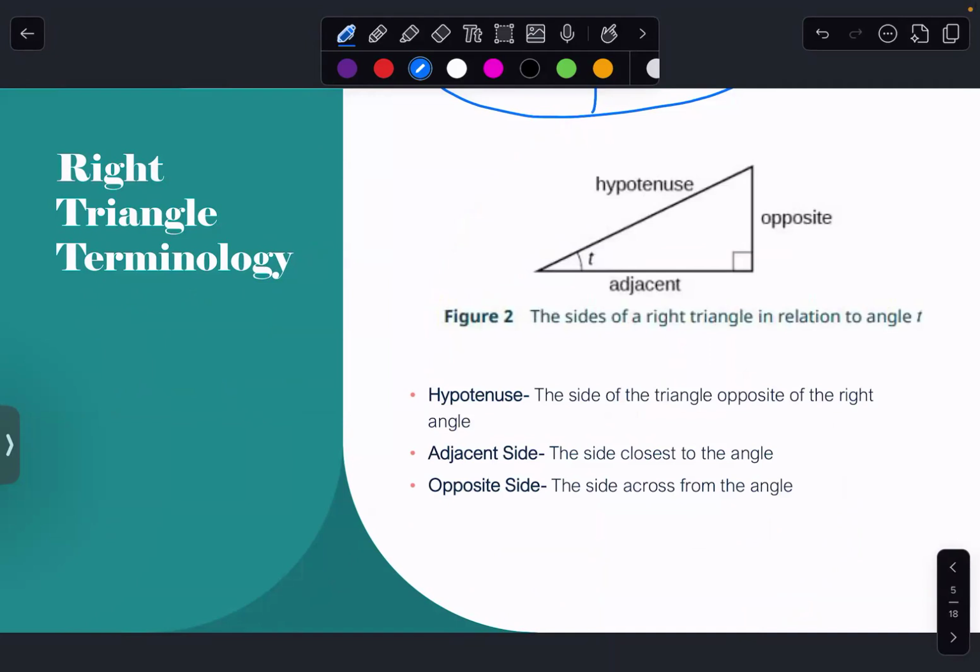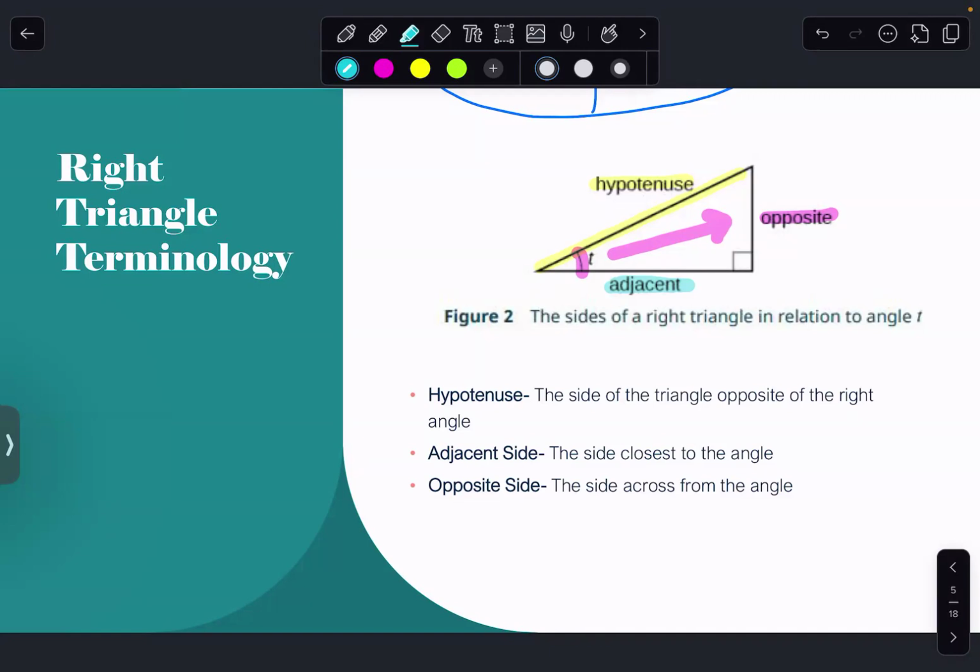So just the basics here of a right triangle. Of course, you guys recognize the hypotenuse because that's something we learned before. The opposite and the adjacent side are going to be relative to our angle. So in this case, we have angle T, and the opposite side will be whatever is opposite of T. And then the adjacent side, adjacent means it's sitting next to something or closest to that angle, will be sitting right there, next to the angle.